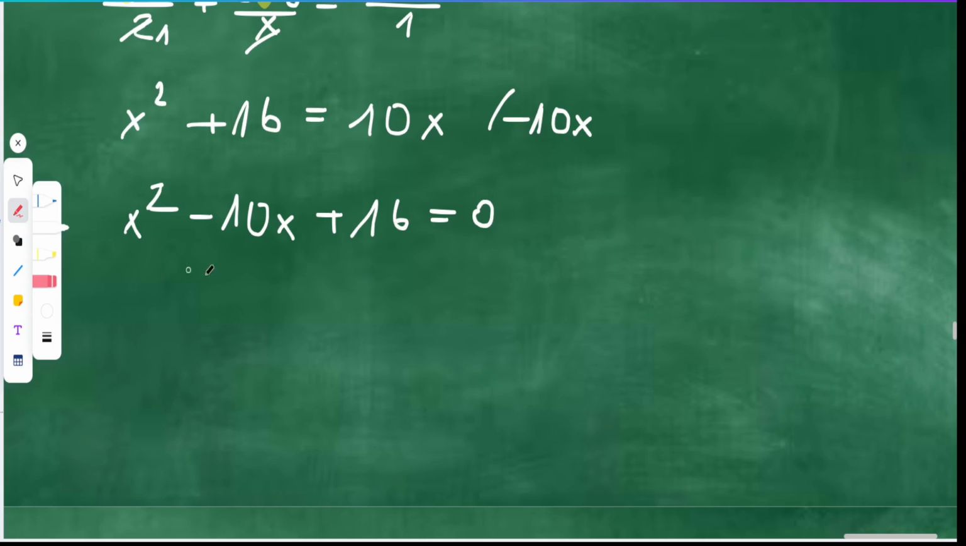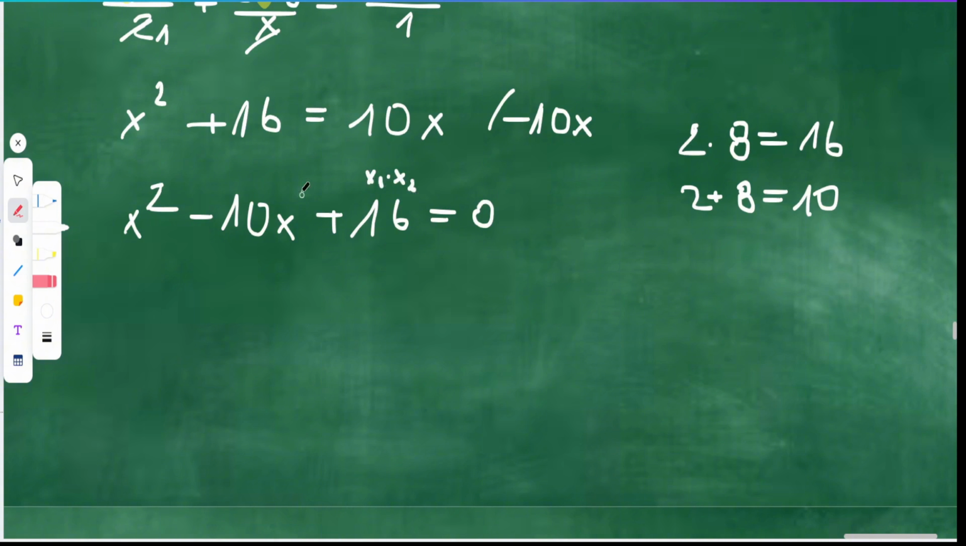I propose to do the so-called factorization here. That is, look for what two numbers multiplied and summed will give these two numbers. For example, what would it be if we multiplied 2 and 8? We would get 16, and that's okay. And if we added these numbers, we would get 10. And unfortunately, this doesn't fit into the equation, because here we have a product. And here we have a sum.